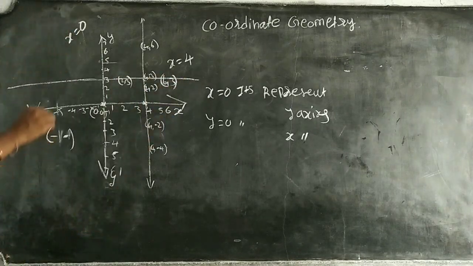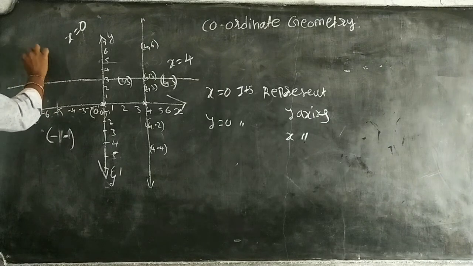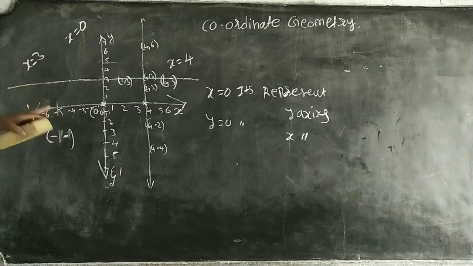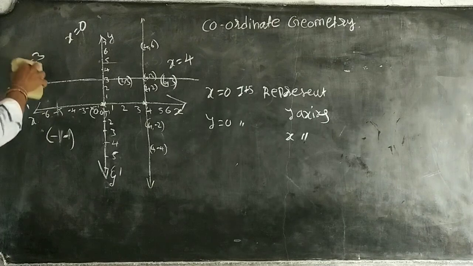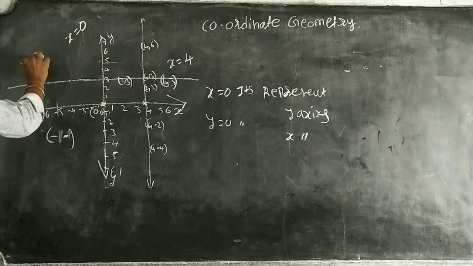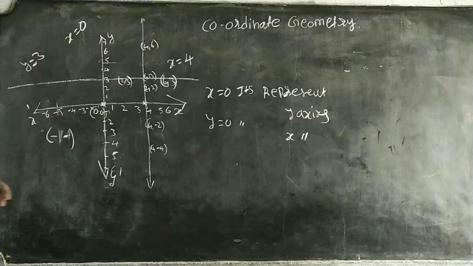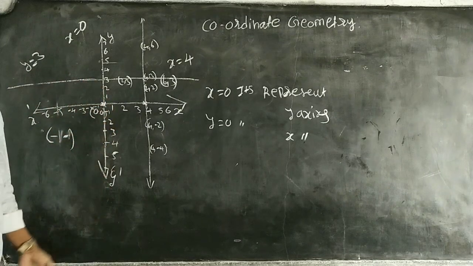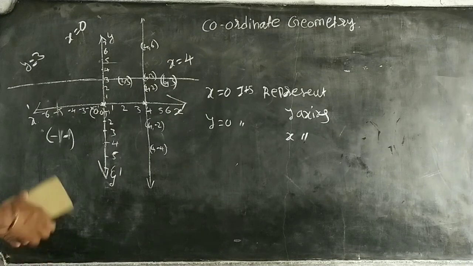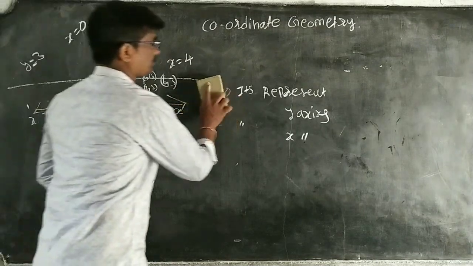That means if I take y is equal to 3, this is parallel to the x axis, 3 units from the origin. Okay? Right. Next.